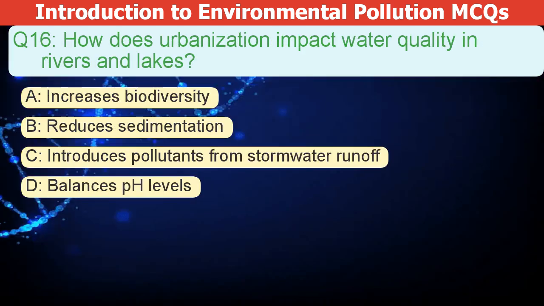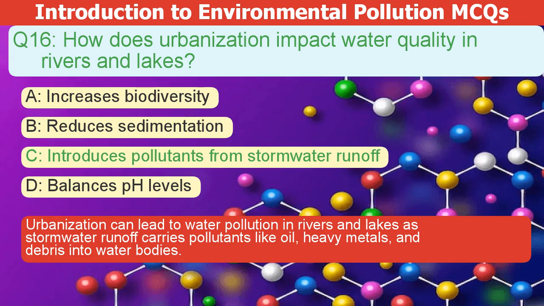How does urbanization impact water quality in rivers and lakes? A. Increases biodiversity. B. Reduces sedimentation. C. Introduces pollutants from stormwater runoff. D. Balances pH levels. The correct answer is C. Urbanization can lead to water pollution in rivers and lakes, as stormwater runoff carries pollutants like oil, heavy metals, and debris into water bodies.